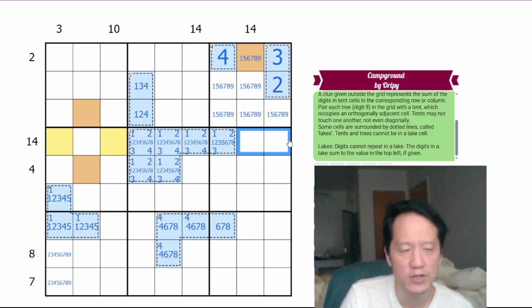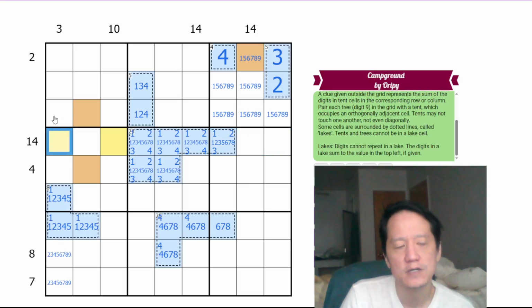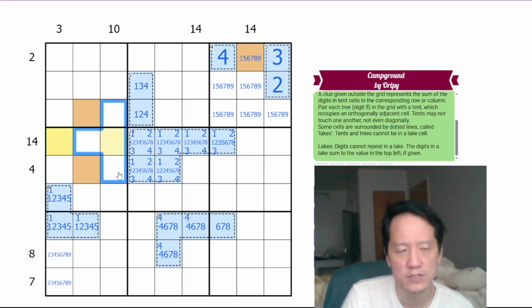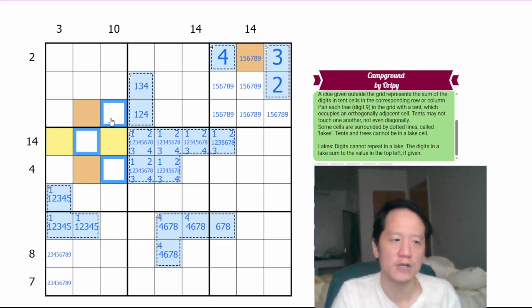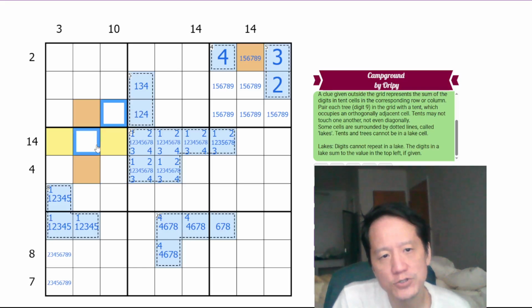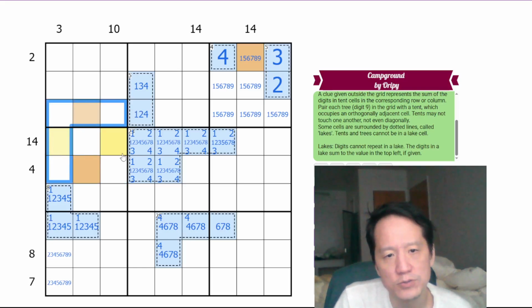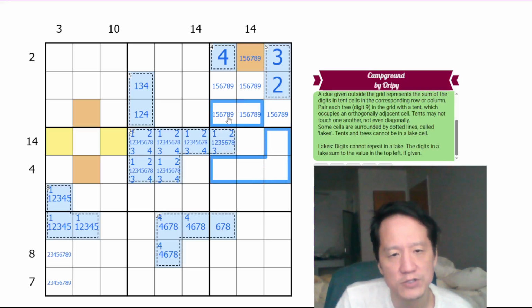Because you can't have both here. Again, you can't have one here. It must be here in one of these two. Well, this tent requires one of the cells orthogonally adjacent to it to be a 9. Same with this, and they have to be different 9s because you have to pair each tent with a tree. So there are 2 9s in these 3 rows, and one of these 2 cells must have a 9. So there cannot be a 9 in the rest of the row.